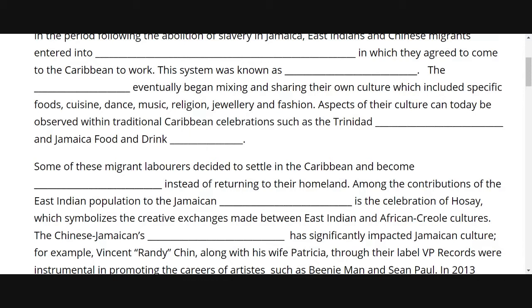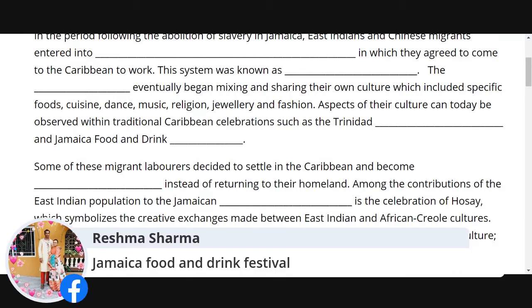Jamaica Food and Drink Festival. Yeah, that looks like it. Some of these migrant laborers decided to, so that's Rejma, you're always giving great answers. Some of these migrant laborers decided to settle in the Caribbean and become what, instead of returning to their homeland? What did they become when they settled in the Caribbean?